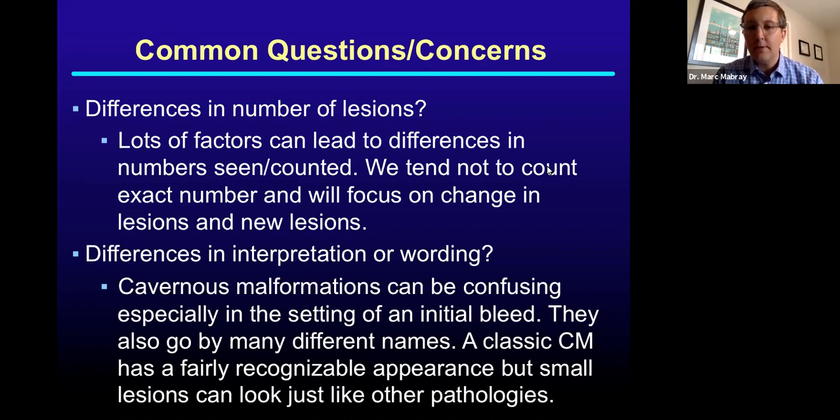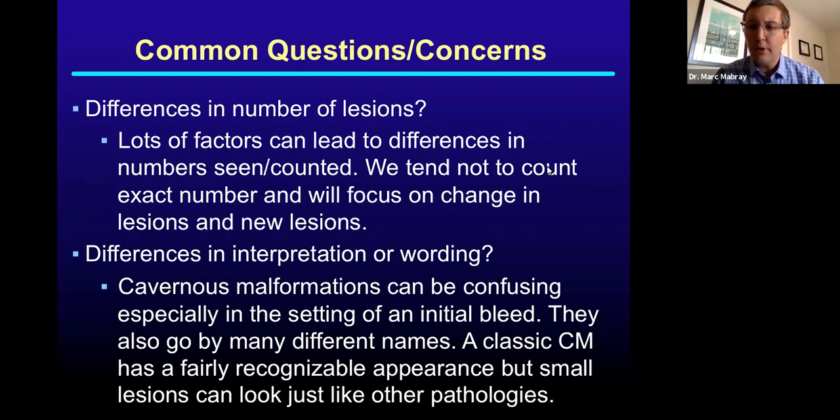Compounded on top of that, there's the fact that they go by many different names. I'm sure you've heard many of them. Cavernous malformation, cavernoma, cavernous angioma. Sometimes you'll hear someone say cavernous hemangioma, which we try to stay away from. Cryptic malformation, you'll sometimes hear, referring to the fact that they're not seen on angiography. And I would say that the classic popcorn appearance of a cavernous malformation is going to be very recognizable and something that I would expect most radiologists to be very familiar with and recognize as a cavernous malformation.